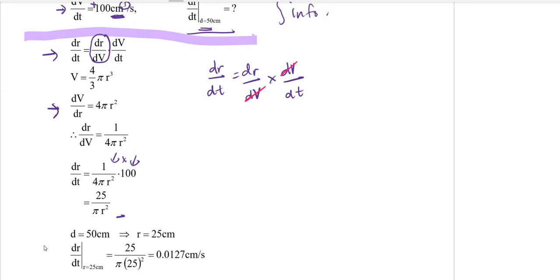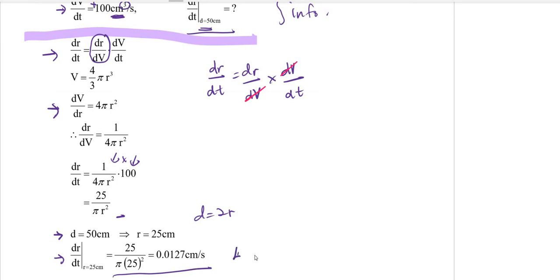And then we want to find the value for dr/dt. So we need to substitute the value for r, but we were given the value of the diameter. Diameter is 50 centimeters, and hence r is equal to 25 centimeters because r is half of d. Lastly, you just need to substitute r equal to 25 centimeters into dr/dt. Calculate, and you will have the value 0.0127 centimeter per second.